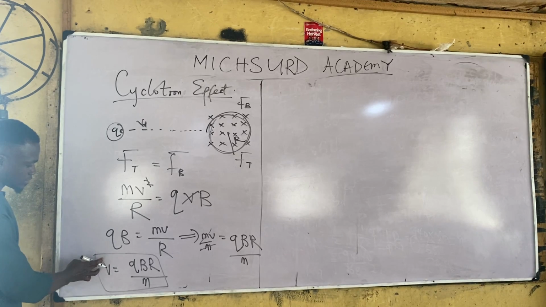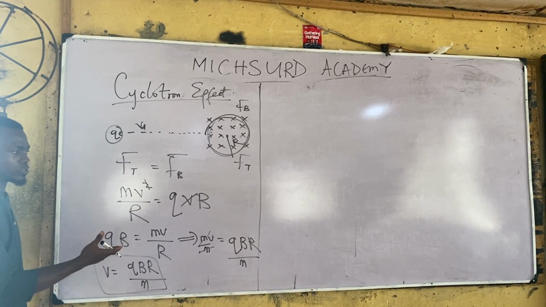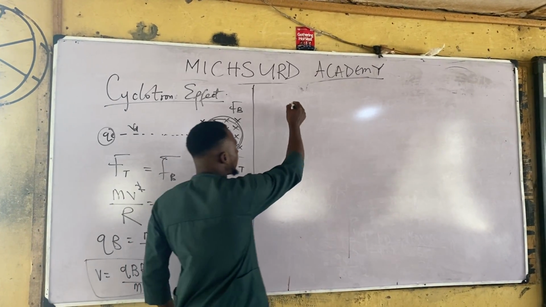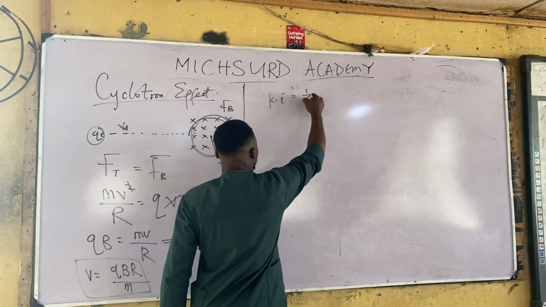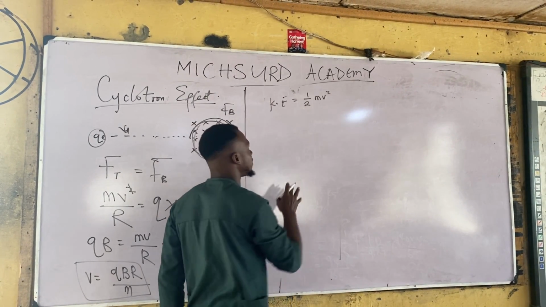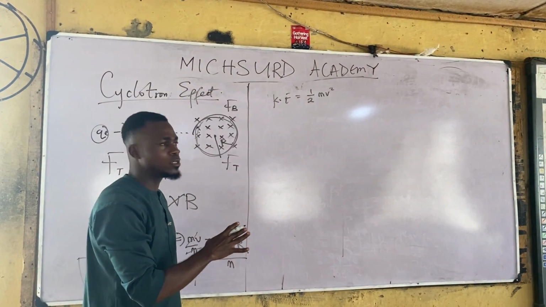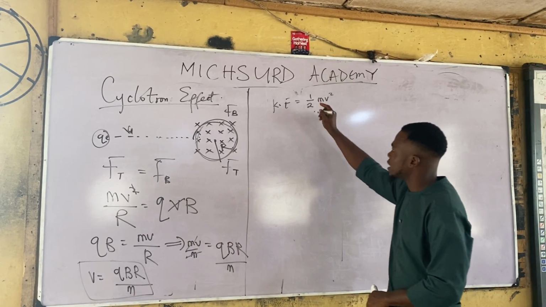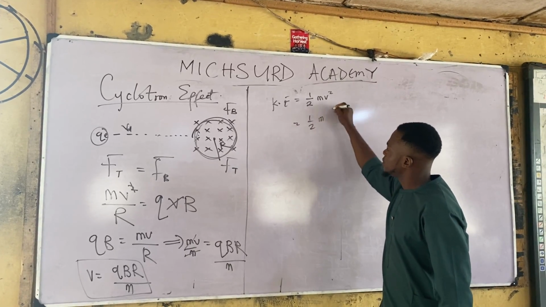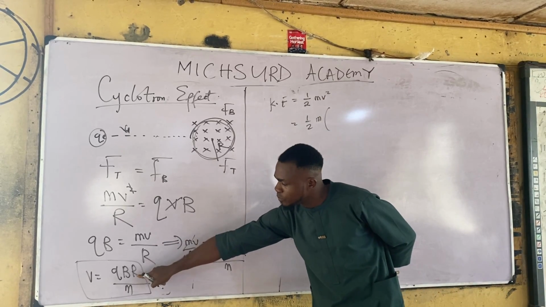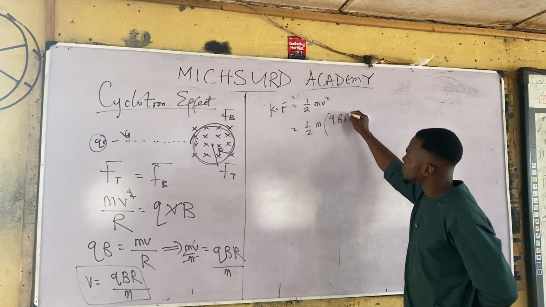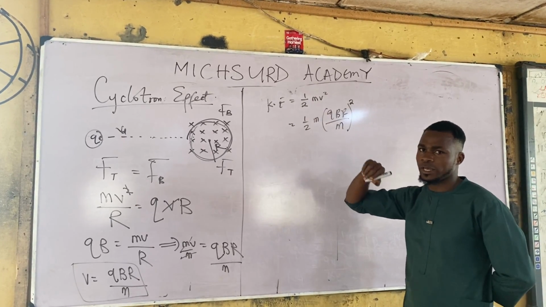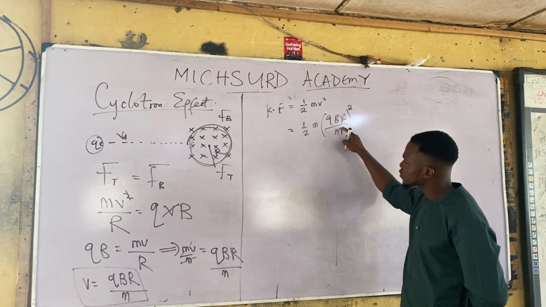Now we have gotten the velocity. We can also get other relations like the kinetic energy of the electron. How do you get the kinetic energy of the electron? We have that kinetic energy is given as half mv squared. That's our elementary idea of the kinetic energy. Here, we already have the velocity. So one can substitute, and in place of v, we put qBr all over m. Now remember, there's a square here, so this will be squared.